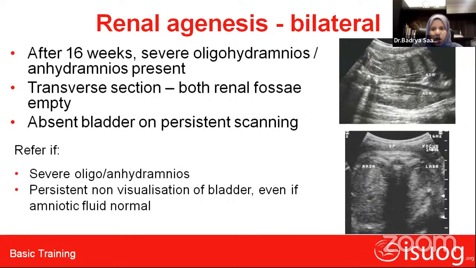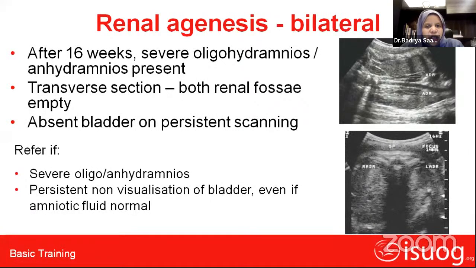We go more about scans. Here again, we see a transverse section of the kidneys where we can see both kidneys. So I'm talking about the lower flank. Here again, it's the coronal section where we confirm the same. We can see it is an empty fossa for both, and we cannot see the kidney tissue. So probably it is a bilateral renal agenesis.